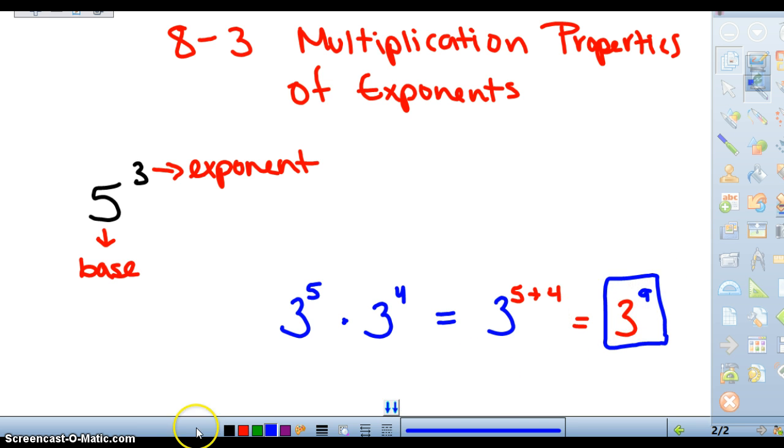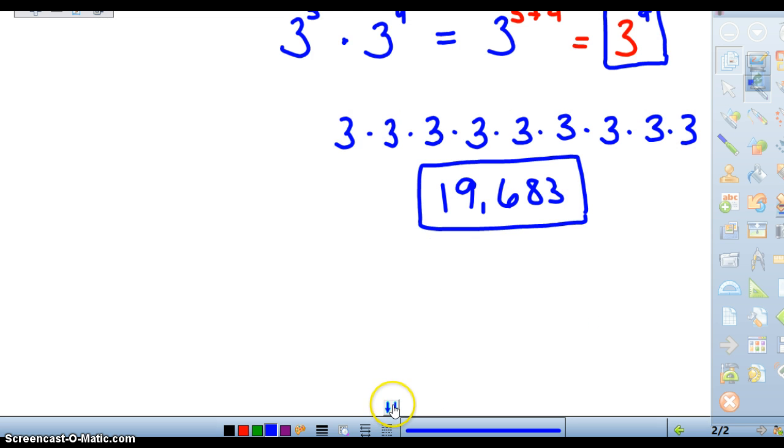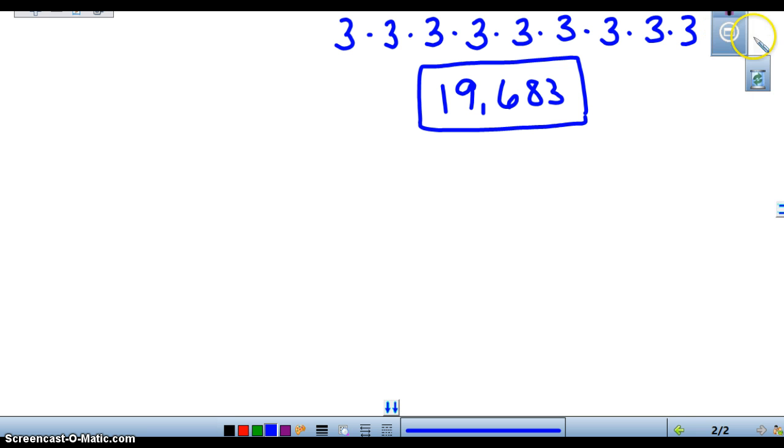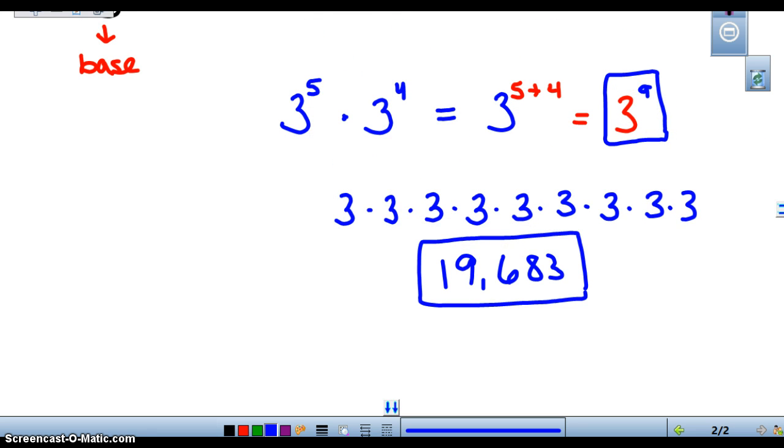Can we actually multiply this out? So if we simplify 3 to the 9th power, we would get 19,683. If the instructions tell you to simplify it, well then you would simplify. Otherwise, you can leave your answer with an exponent.